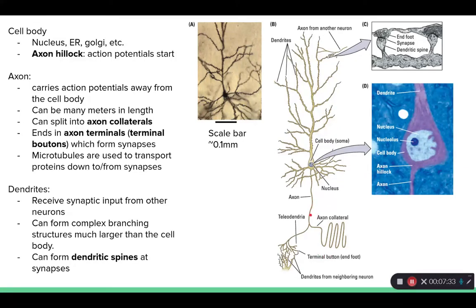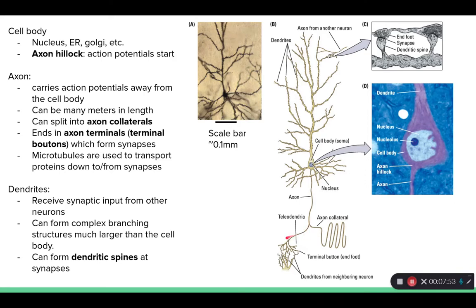Axons don't always have just a single target. You can see that they can produce what are called axon collaterals. They can branch off and go to different targets. And in fact, neurons can even send axon collaterals back onto themselves. And a single neuron can send collaterals to many, many different neurons at once.